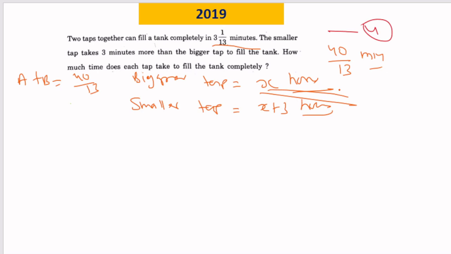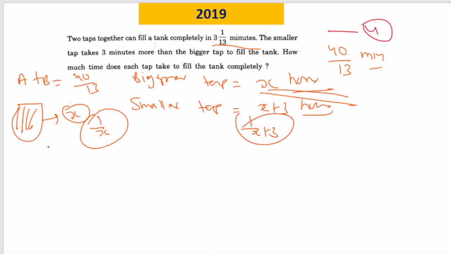So in 1 hour, how much of the tank can the bigger one fill? Try to understand. This is a tank, right? He is able to fill it in x hours, right? So I can say in 1 hour how much it can fill, just a portion of it. So I can say 1/x. It can fill only 1/x. Similarly, the smaller will fill 1/(x + 3). So we can say that 1/x + 1/(x + 3), together they are able to fill in 1 upon 40/13, right?